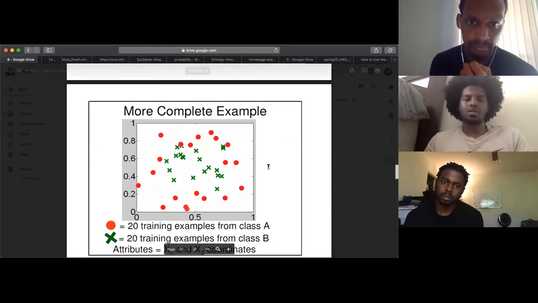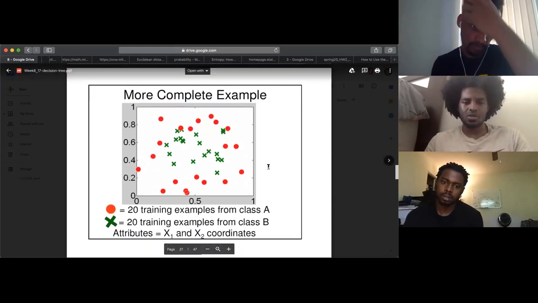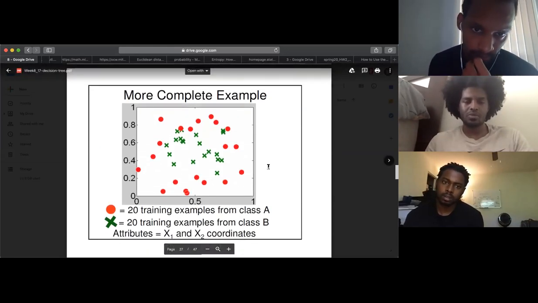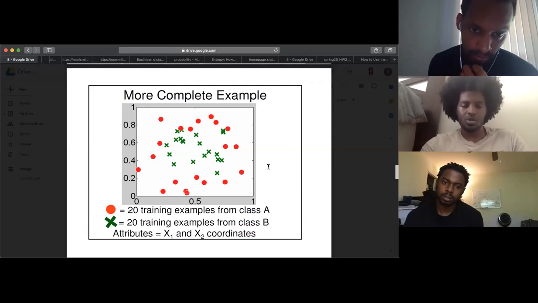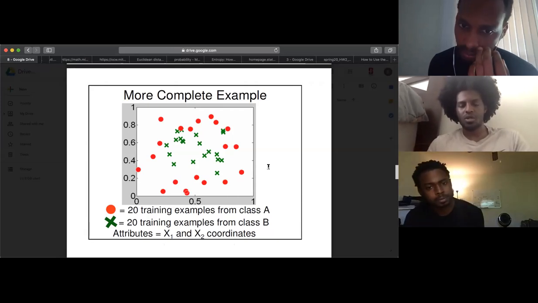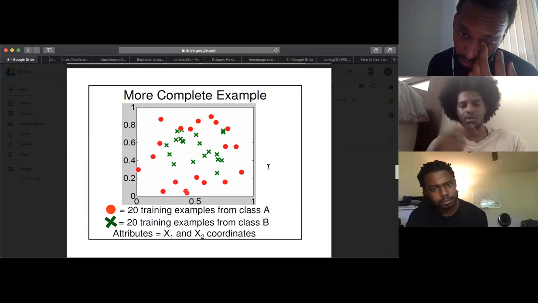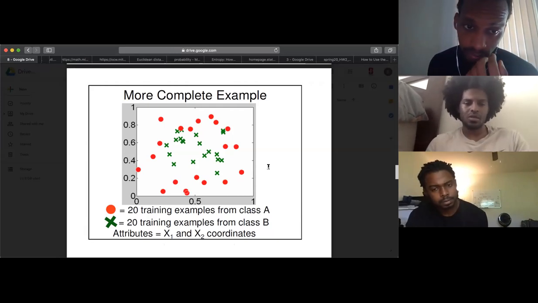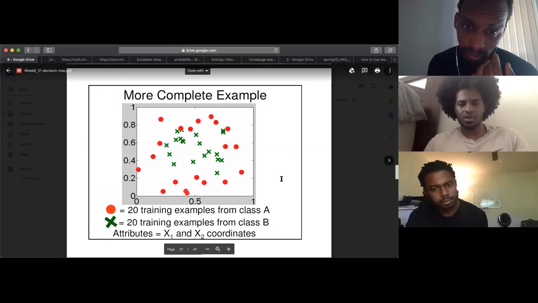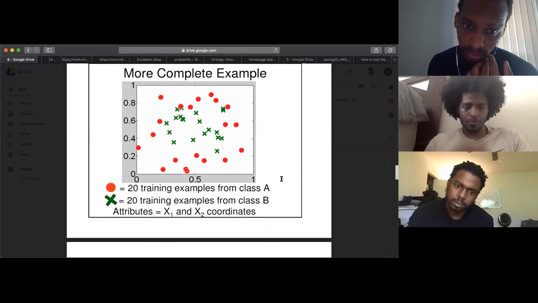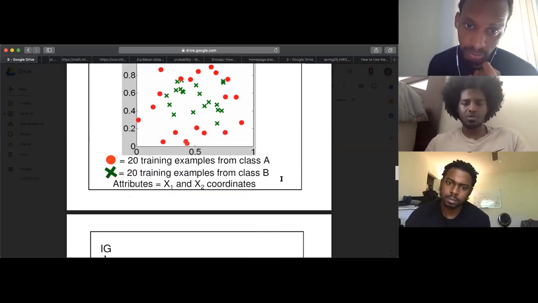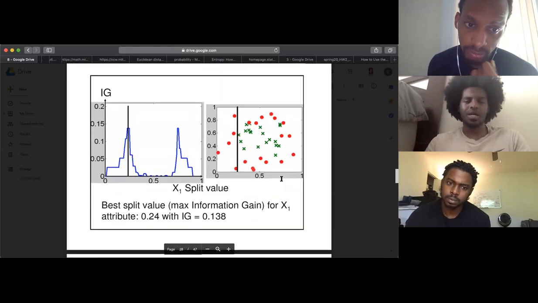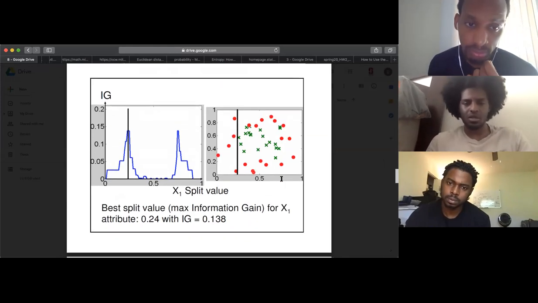Here's a more complete example. This is just a random sampling of 20 training examples from class A and 20 training examples from class B, and you have x1 on the x-axis, and you have the probability of x2 on the y-axis. And so you're looking at a continuous example, a continuous random tree. I keep saying random tree, but I mean discrete. The random tree stuff we'll see in the next lecture.